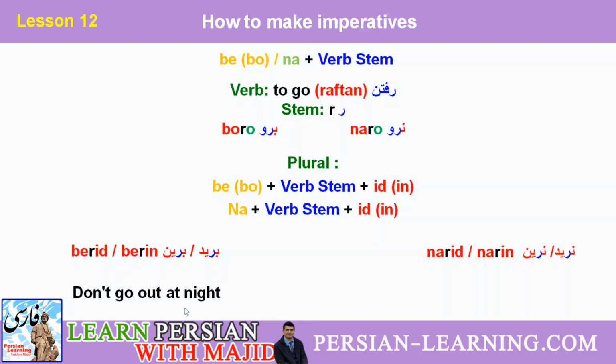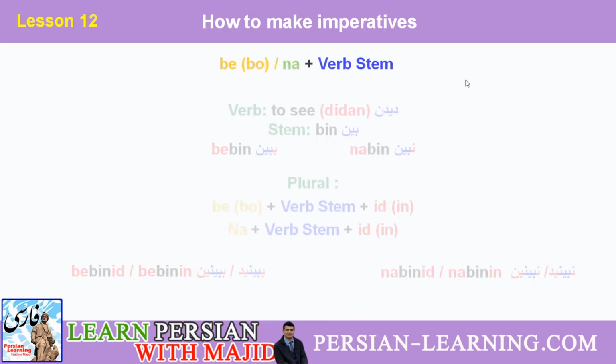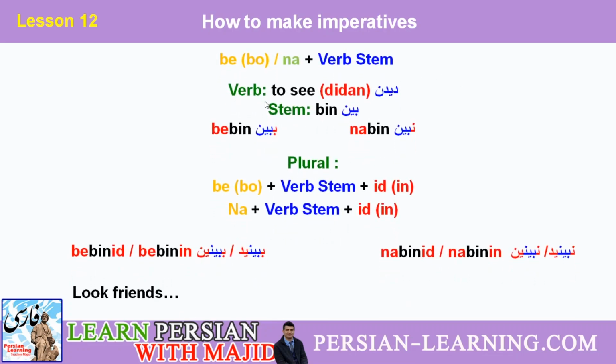Don't go out at night. شب بیرون نرید. Singular شب بیرون نرو. The verb دیدن, singular ببین, نبین, and plural ببینید or ببینین, negative نبینید or نبینین. Example: look, friends.